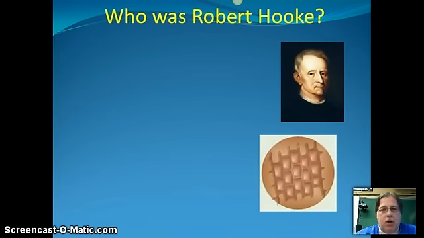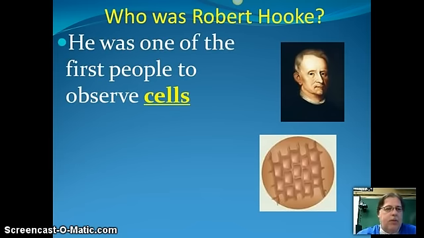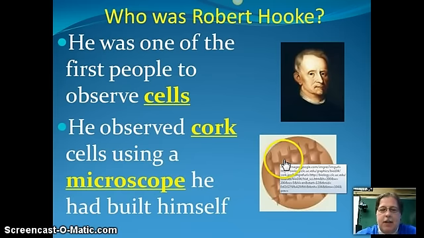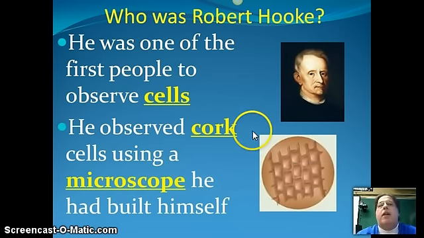Let's take a look at Robert Hooke. Robert Hooke was a scientist. He was one of the first people to observe cells. He made his own microscope. When he looked at cork, he found cells in there. And in these little tiny cells, what he said was, hey, these look like they can fit people in there. I'm going to call them a cell. The name stuck. Okay.